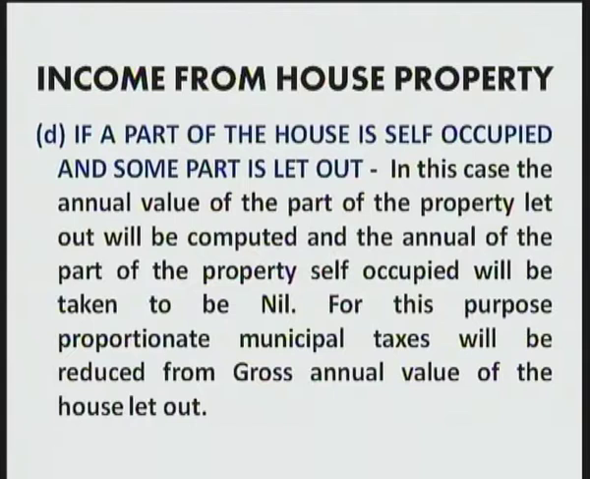For this purpose, proportionate municipal taxes will be reduced from the gross annual value of the house let out. Now, in this situation, whenever we have to calculate the annual value of the house property, we have to see how much part of the house property is let out. The rent received is compared with the fair rent, and at the same time that is compared with the municipal valuation of that part of the house. In this way, we calculate the gross annual value. After that, in order to calculate annual value, the proportionate municipal taxes paid in the previous year by the owner will be reduced from the gross annual value, so as to calculate the annual value of the house or part of the house which is let out in the previous year.